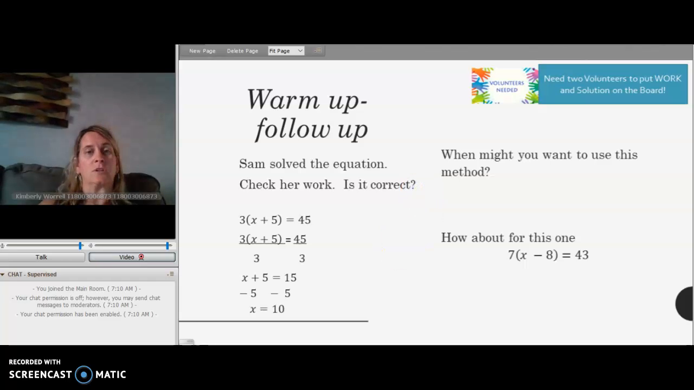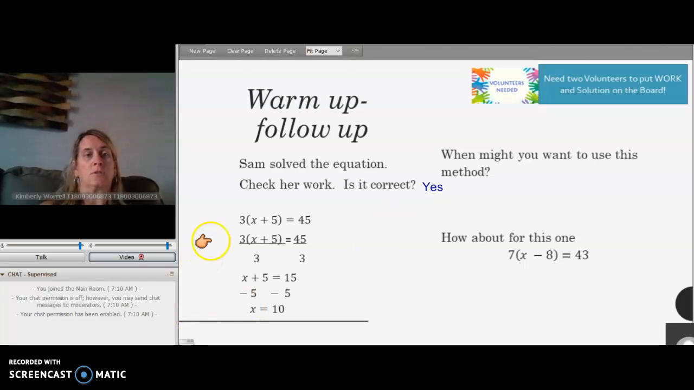And what she chose to do, and I actually saw some people do this in the breakout room yesterday, she chose to divide both sides by 3. And this works nicely because the value on the right-hand side is divisible by 3. So when you divide both sides by 3, we didn't distribute here, this 3 cancels out, right? Because 3 times something divided by 3, 3 divided by 3 equals 1.